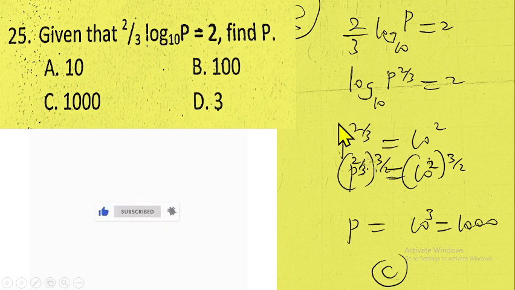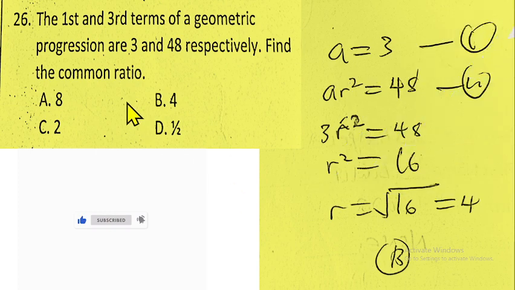Multiply the power of both sides by 3 over 2. So if you multiply the power of this one by 3 over 2, 3 will cancel 3, 2 will cancel 2, so you have p left. Whatever you do to the right hand side, you do to the left hand side too. So that means you have 10 raised to the power 2 raised to the power 3 over 2. 2 will cancel 2, you have 10 raised to the power 3 left, which is the same thing as 1000. So p is equal to 1000. So option C is the correct option.